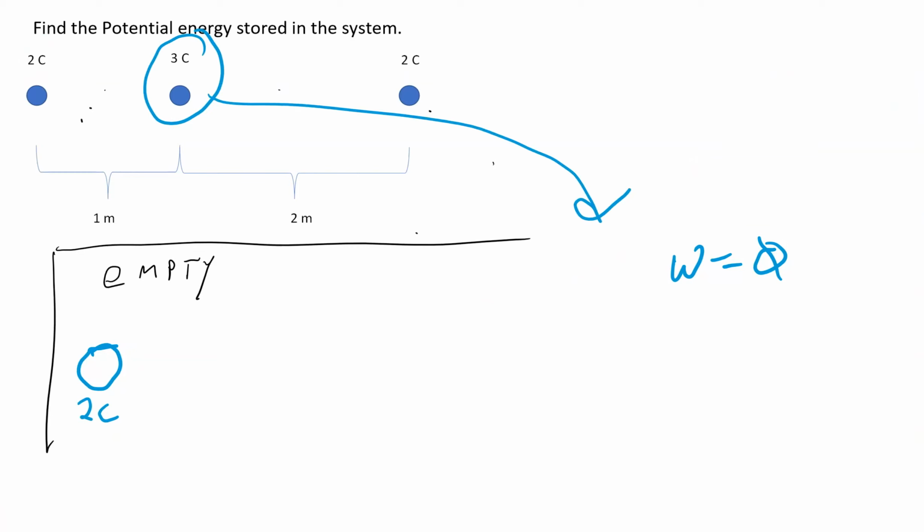Now I'm going to take the second charge and move it in. Where does this second charge start? It starts at infinity. So here's my 3 coulomb charge. It starts at infinity. How much work do I have to do on this charge? How much do I have to push it in order to put it over here? In this case, definitely not 0.